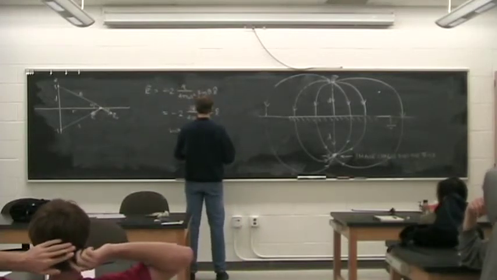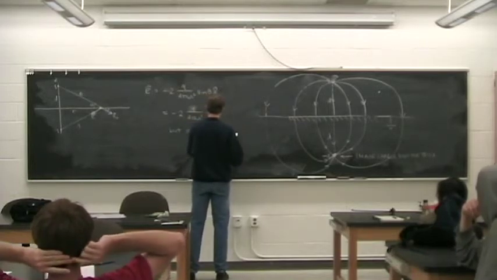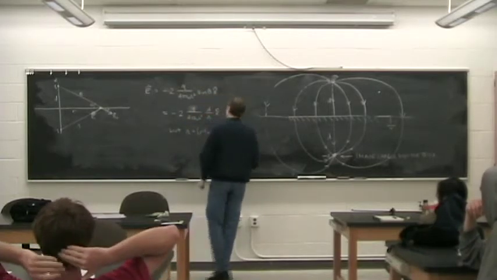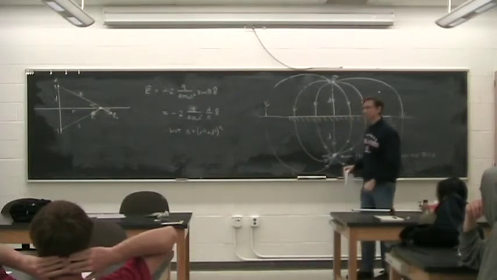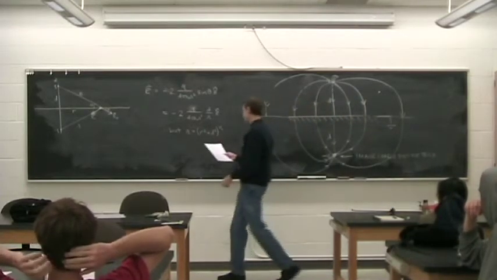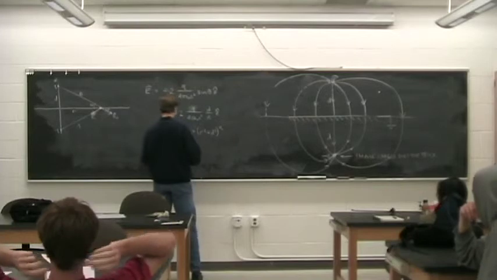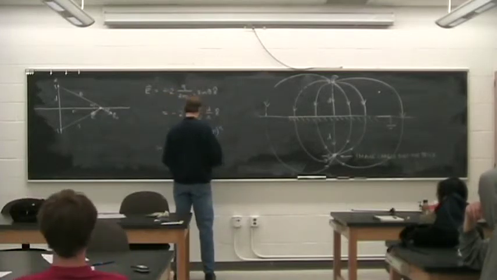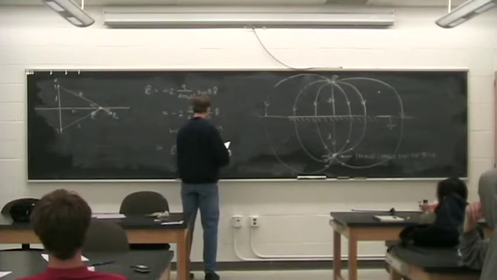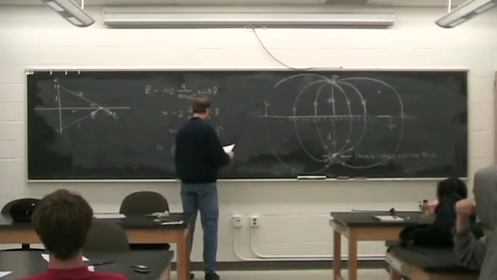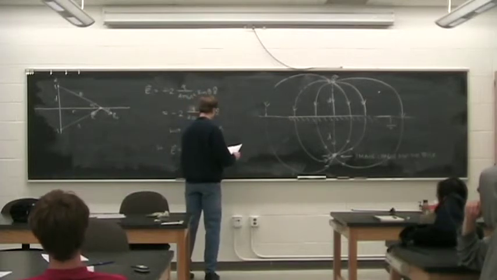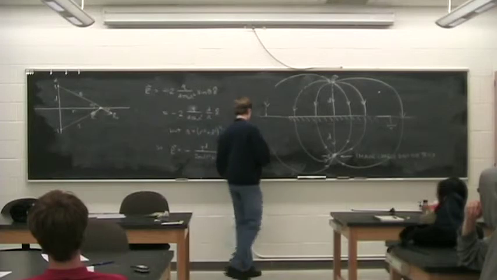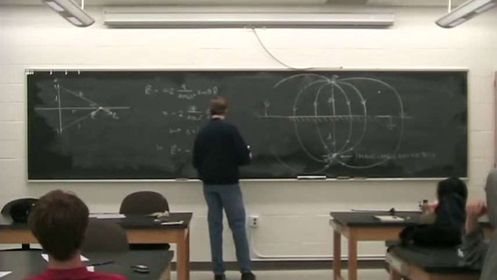But script r is equal to the square root of r squared plus d squared. So E is equal to minus qd over 2 pi epsilon naught times r squared plus d squared to the 3/2, z hat.